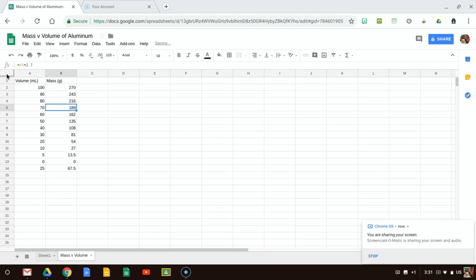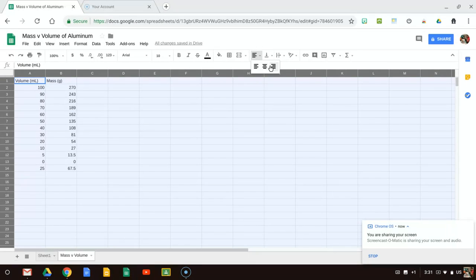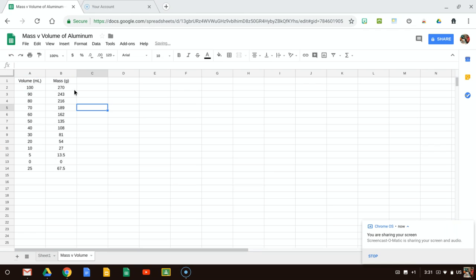Okay, and I also just want to have it centered. Doesn't make a big deal. My y-axis is going to be my mass. So I'm going to make a note that, remember, on the right side is my y-axis, and on the left side, which is my volume, is going to be my x-axis. And that's how we're going to be interpreting this mass versus volume data.